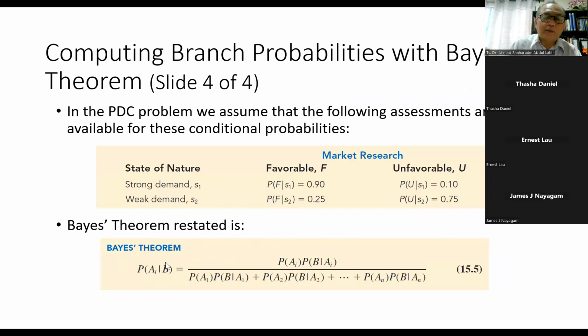The probability of Ai happening when B has happened is the probability of Ai times the probability of B given Ai, over the probability of A1 times the probability of B given A1, plus and so on until the probability of An times the probability of B given An, where n is the number of events. It can be 2 events, 3 events. This is the conditional probability, Bayes' theorem, that we have learned.